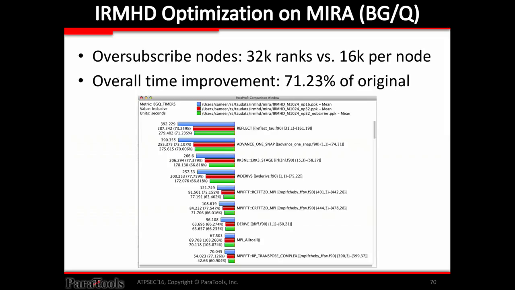Going forward to BlueJeanQ, we found that by oversubscribing ranks, again, looking at the performance data, we were able to get another approximately 30% off of that 7x improvement. So we were able to get extreme scaling speed up out of this code on Mira based on the tools I've shown you. So I just want to conclude by giving you the link to download Tau.